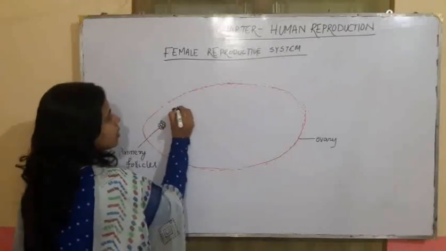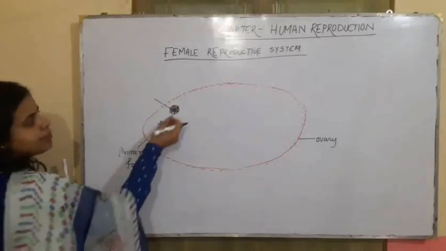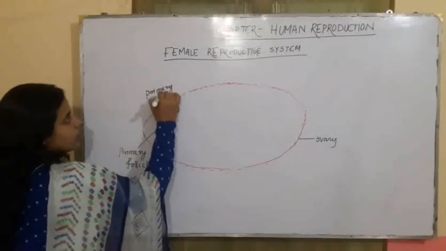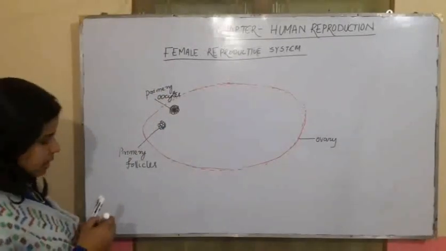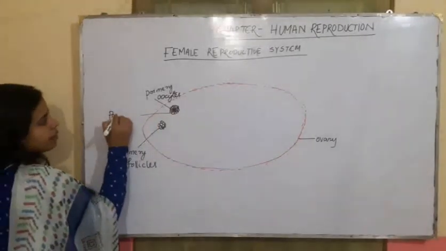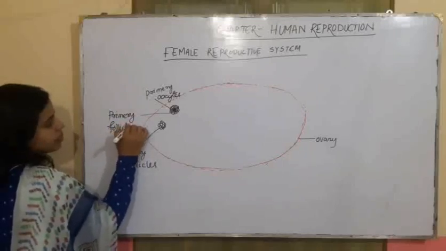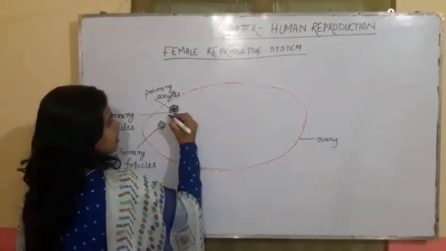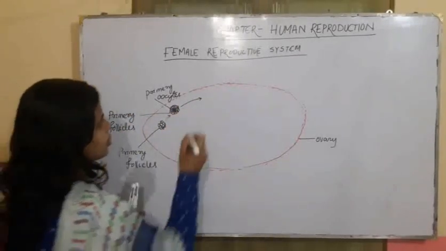Okay, so such a grown structure is called as primary oocyte, and this primary oocyte is now surrounded by primary follicles. Then this is the next stage, right? And the next stage of this is going to change.